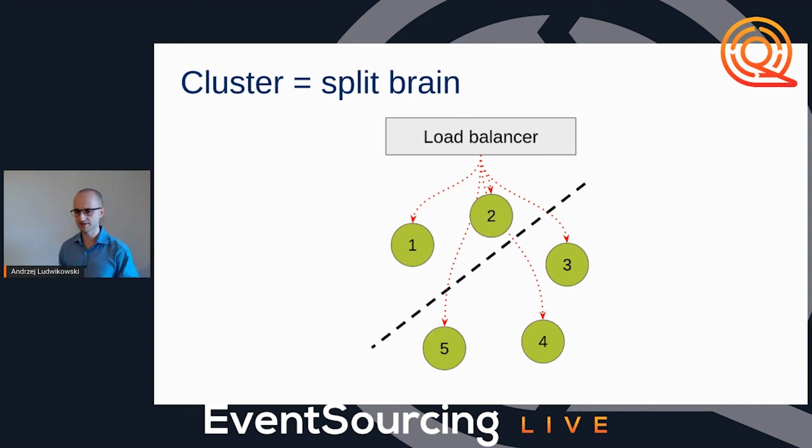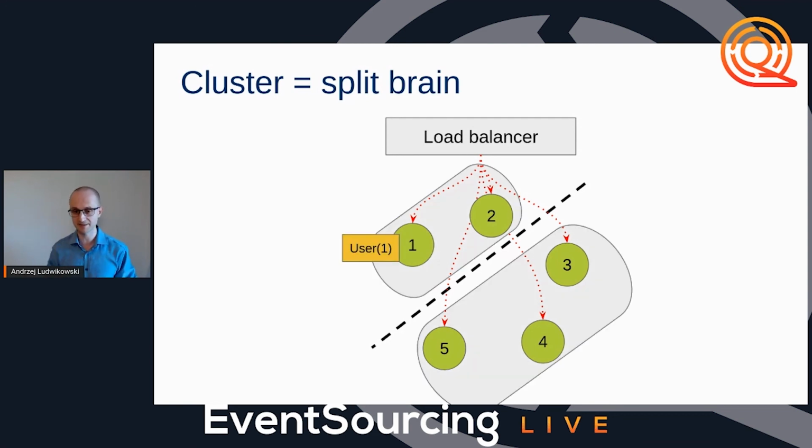And then we have a disaster in our DC, a broken switch or something like that. So the nodes 1 and 2 cannot communicate with 3, 4, and 5. But from the load balancer perspective, nothing changed. All nodes are working fine, except that they just create 2 smaller clusters.